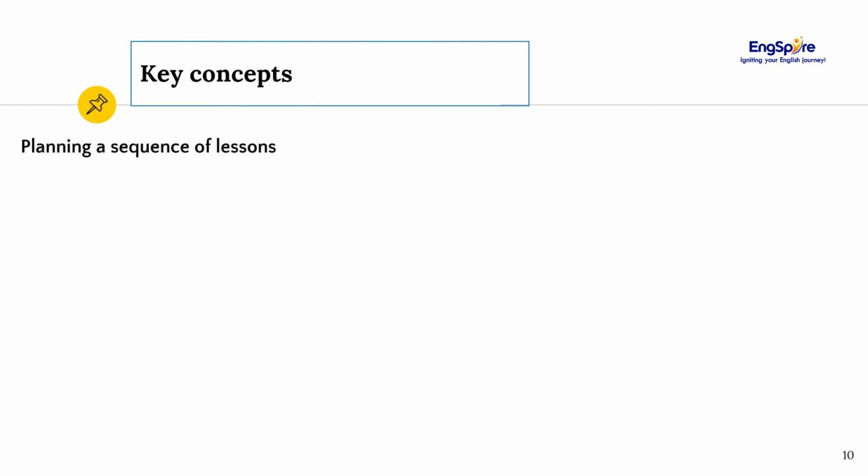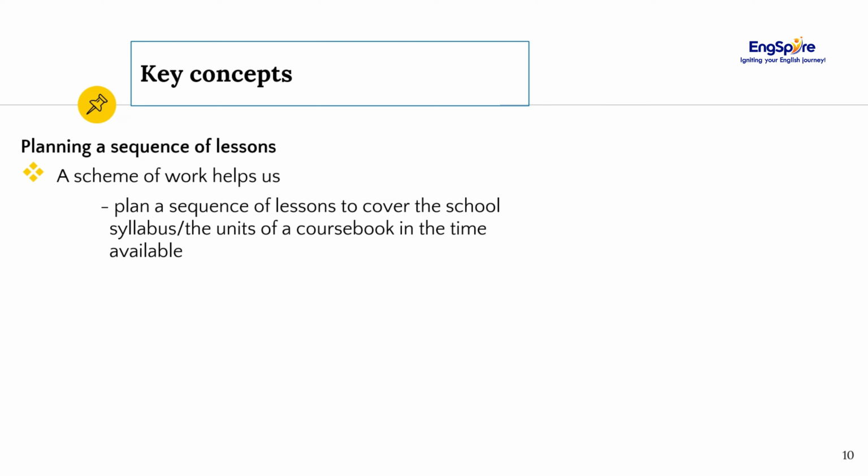Now, let's look at planning a sequence of lessons. Rather than planning one lesson at a time, teachers use a scheme of work to organize a series of lessons over a term or unit. A scheme of work helps us make sure we cover the syllabus or coursebook within the available time.